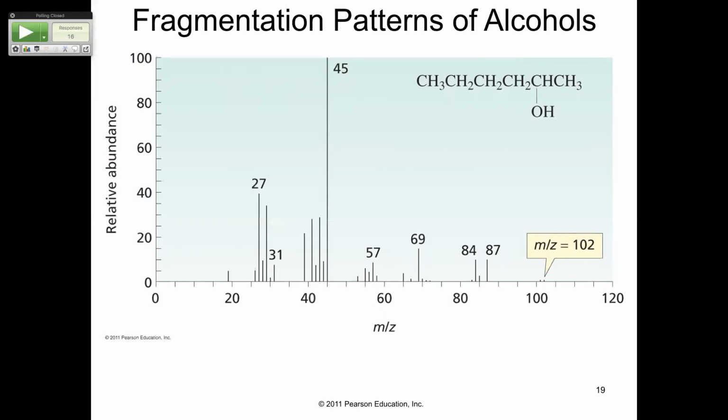Okay, so 102 minus 16 is 86. Did I do my math right? Is 86. Okay, so it's probably this 87 here. Now, if you lose the methyl, if you lose 15, oh, 15 is the 87. If you lose the 15, the oxygen will stabilize it. And so that's the 87. Okay, what do you think 45 is?